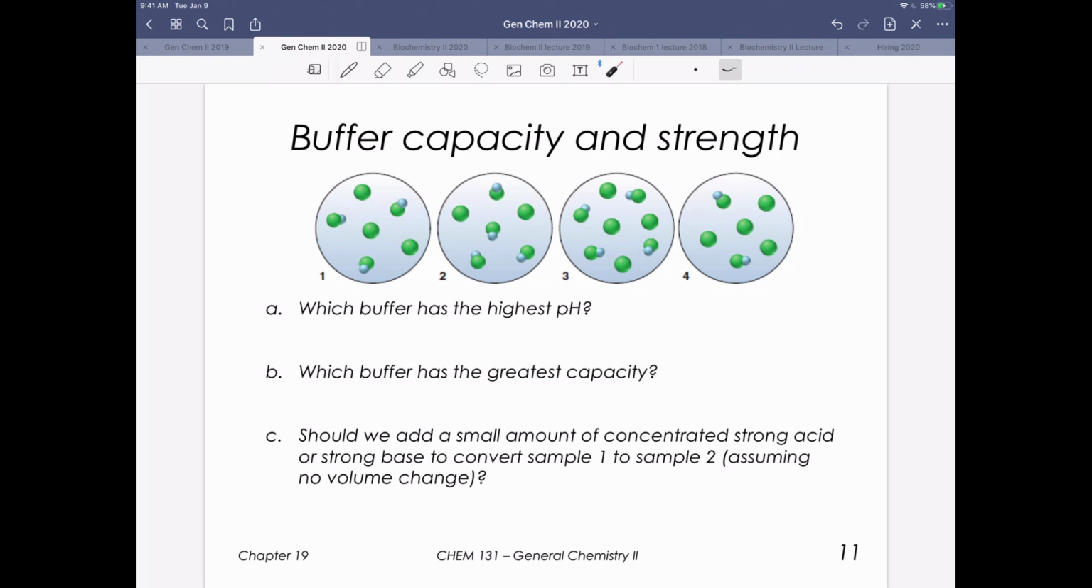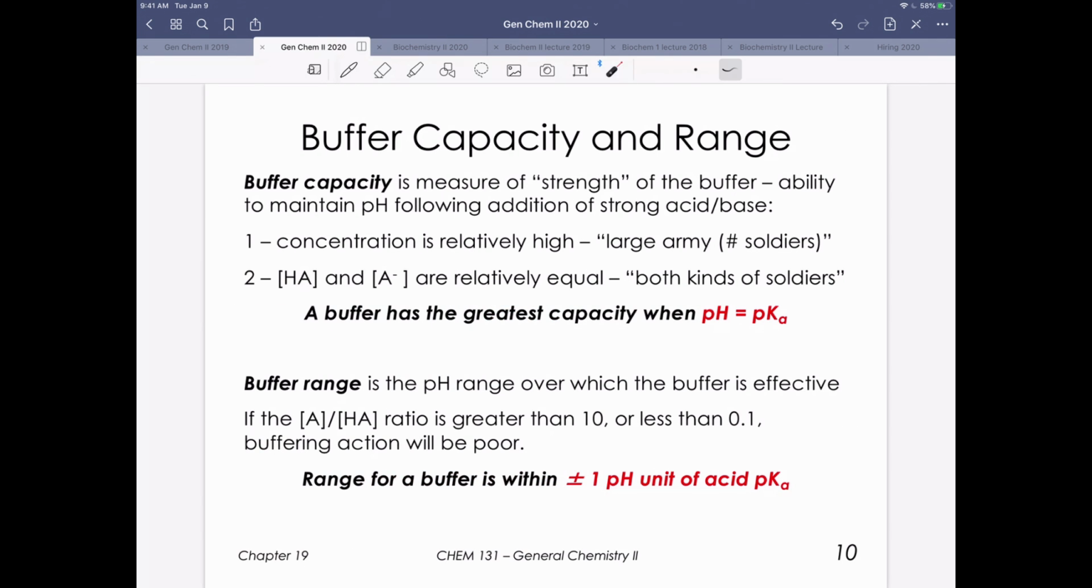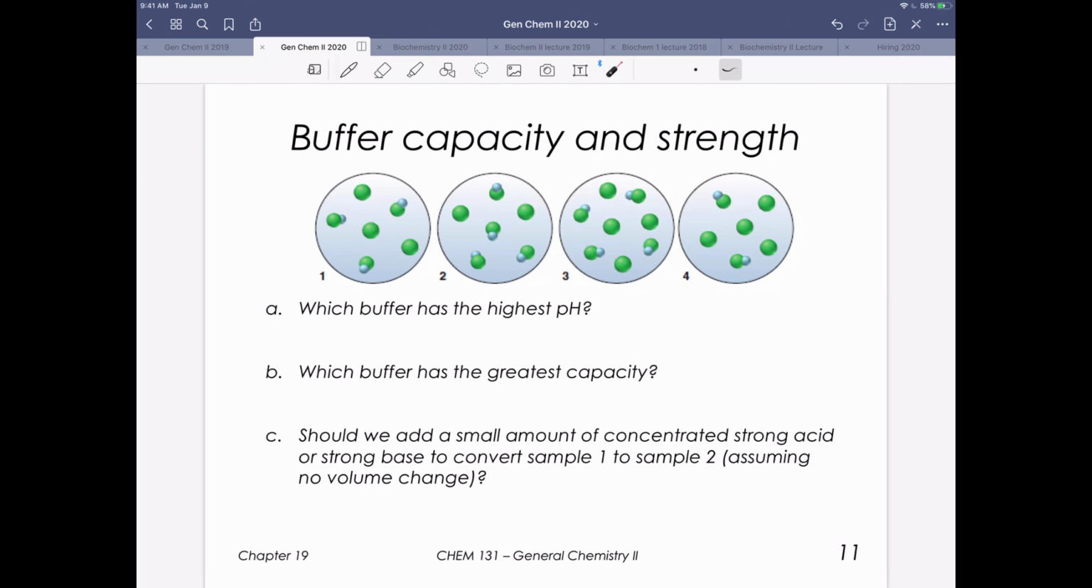Thinking about the next problem, which one has the greatest buffer capacity? Remember how we defined capacity? A relatively large army with relatively equal kinds of both soldiers, the weak acid and its conjugate base. And then the last question says, if we're going to add a small amount of concentrated strong acid or strong base, what are we going to want to add if we want to convert sample 1 into sample 2? So if we want to take this solution and make it look like this one, do we want to add acid or do we want to add base?